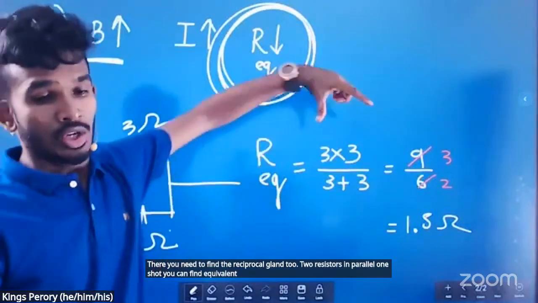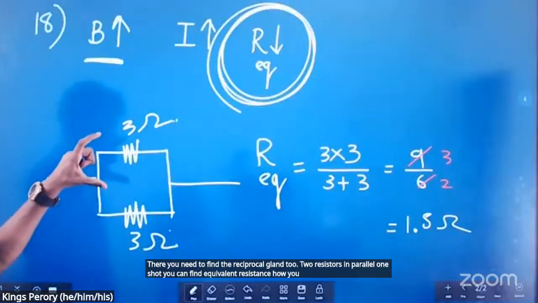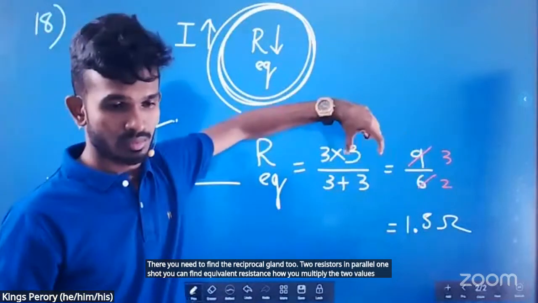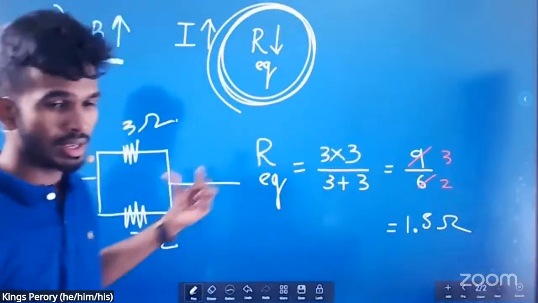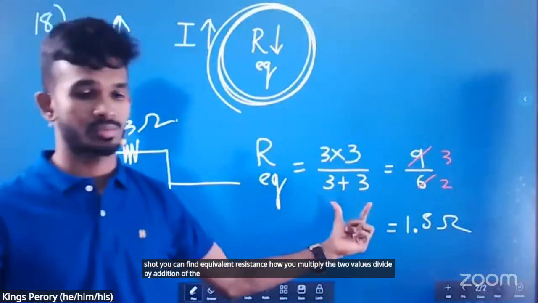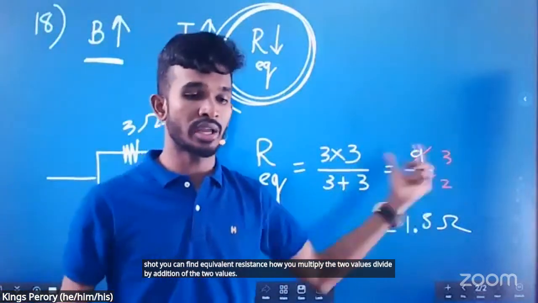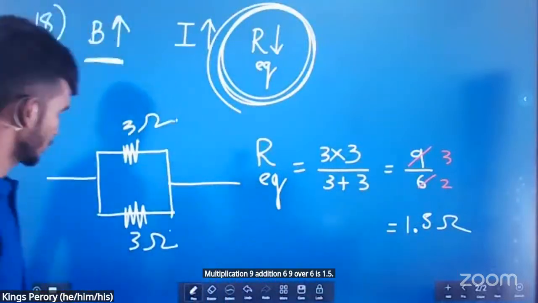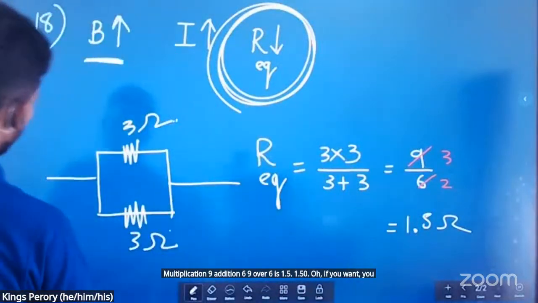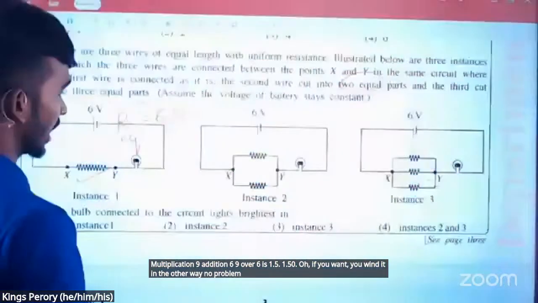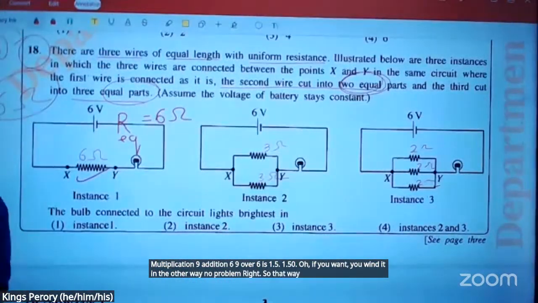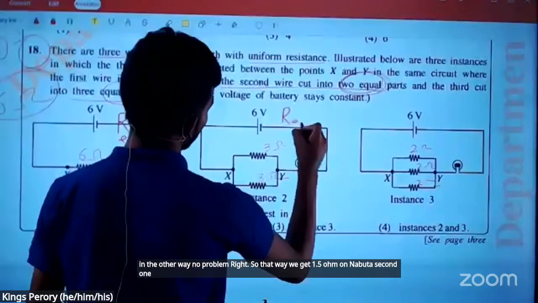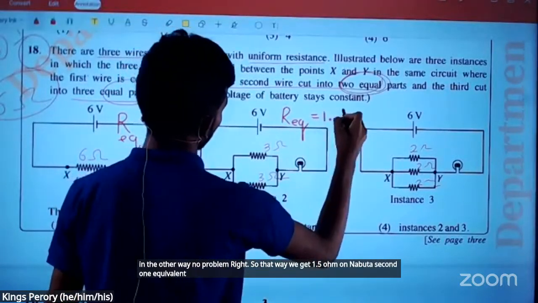Two resistors in parallel, one shot you can find equivalent resistance. How? You multiply the two values, divide by the addition of the two values. Multiplication 9, addition 6, 9 over 6 is 1.5 ohm. Or if you want, you can find it the other way, no problem. So that way we get 1.5 ohm. Second one, equivalent resistance is 1.5 ohm.